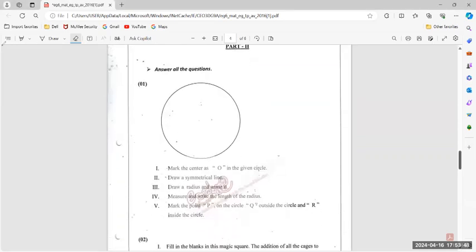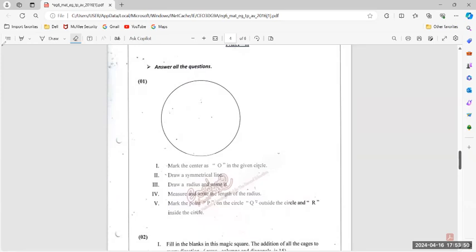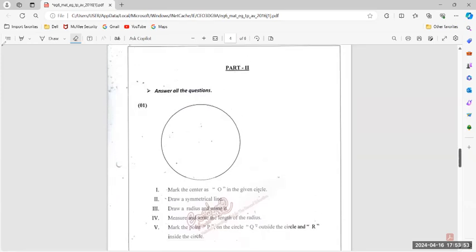Next one is the part 2. So it says answer all the questions. Mark the center as O. So here you have to mark the center as O. Draw a symmetrical line. So any line that goes across the center is a symmetrical line. It can be here, this way, or this way, that way. Anything which goes across the center is a symmetrical line.